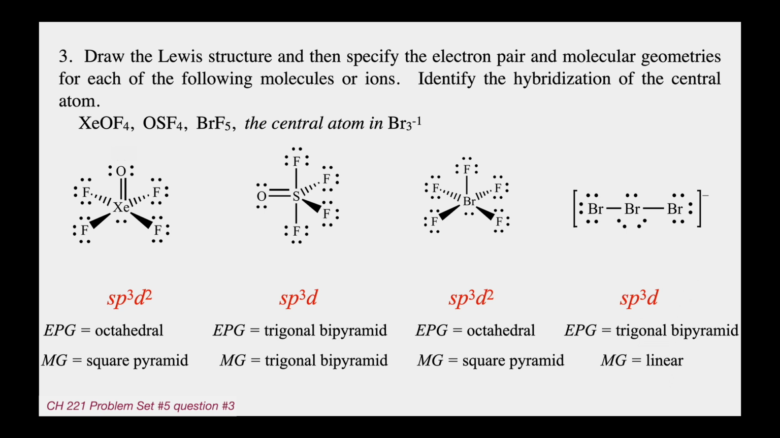But anyway, that's neither here nor there. This EPG of trigonal bipyramid indicates this is also sp3d hybridization. Again, anything that's sp3d is trigonal bipyramid, anything sp3d2 is octahedral.